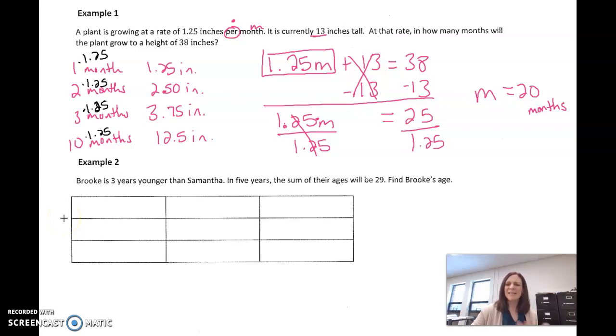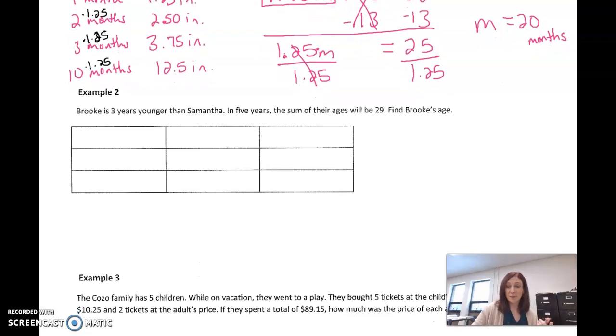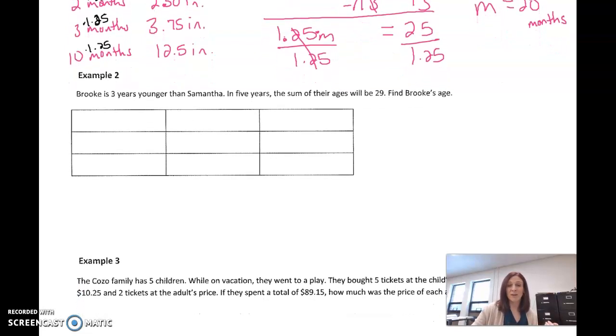All right, so this next one is a little bit different. You're going to see I have a box here, so pay close attention. Take good notes on this one. So we have Brooke and Samantha here. Brooke is 3 years younger than Samantha. And then it tells us in 5 years what the sum, solution to addition problem, of their ages will be. And it wants us to find Brooke's age. So Brooke is 3 years younger than Samantha. I'm going to start by writing Samantha in this box, and then Brooke in the other box. It doesn't matter which one you put in which.